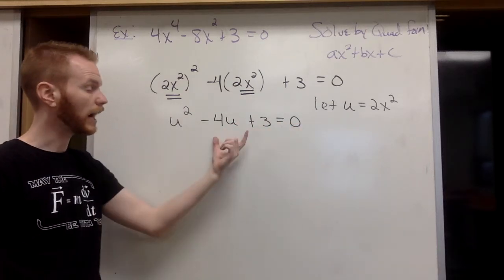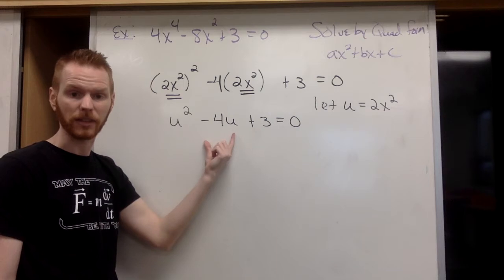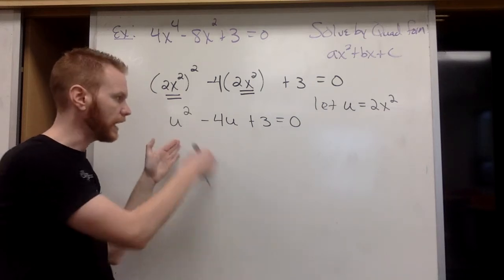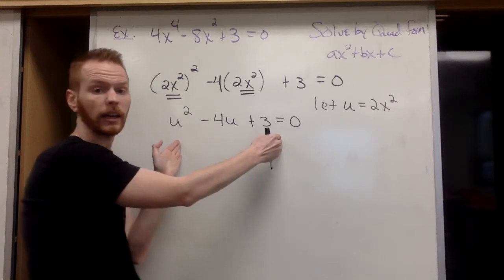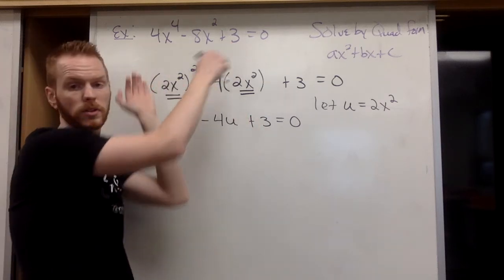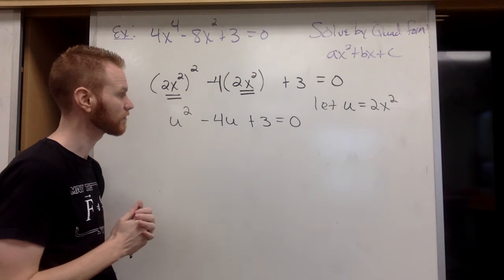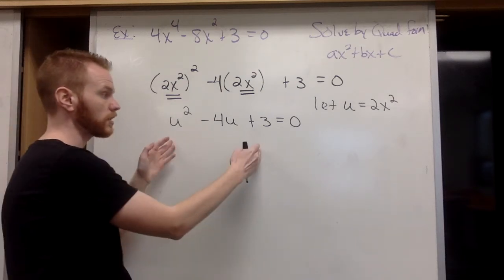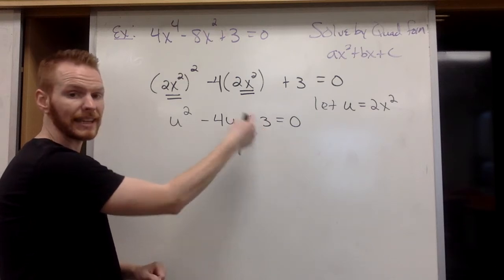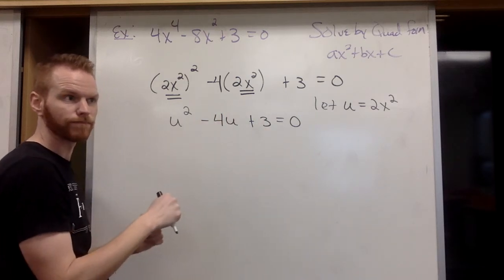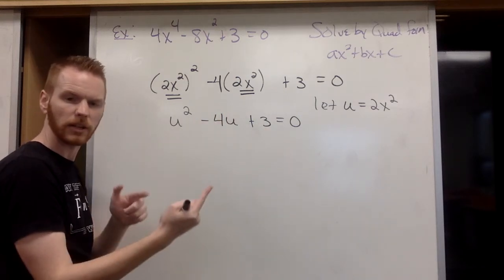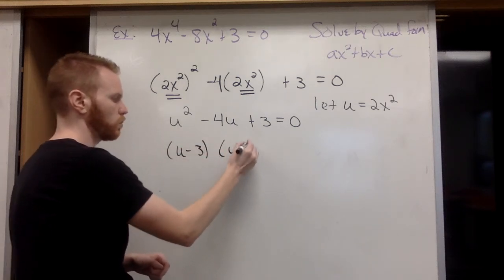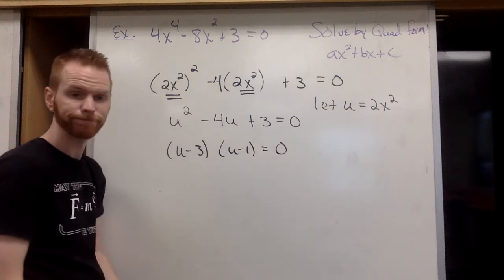Okay? Now I could solve this by factoring. This is easier to solve. And here's the cool part. The answers to this quadratic are going to be the answers to this quartic. Don't believe me? Stick around for the video. You'll see. Now, let's factor this guy. Factors of 3 that give me negative 4 when I add them. I think it's what? Negative 3 and negative 1? So we get u minus 3, u minus 1 equals 0.